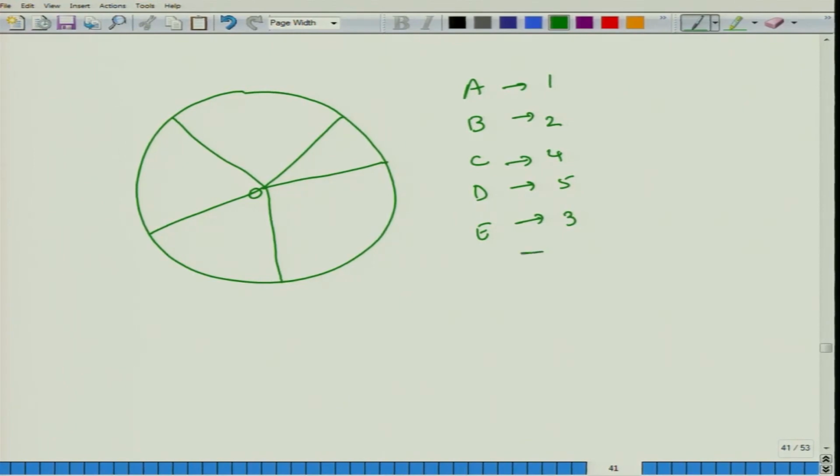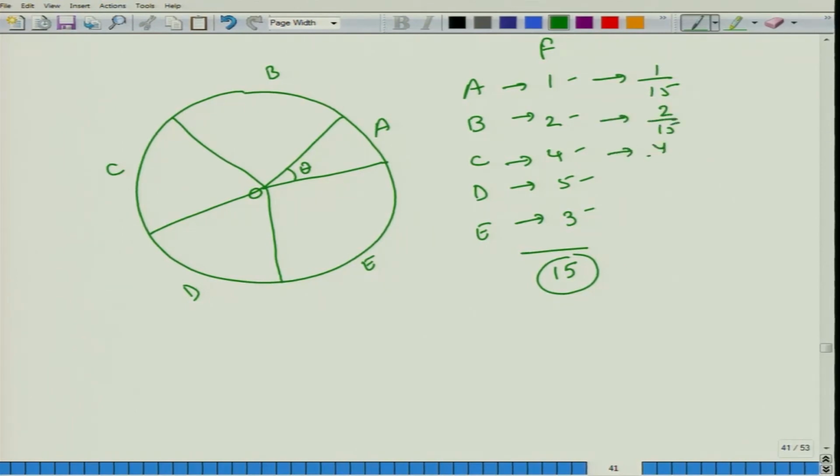So, what is the sum of all these values? These are the frequencies in which these data appear. What is the sum of it? 5, 3s are 15. To find out the angle subtended by each of these A, B, C, D and E on the pie chart, we divide the frequency by this total 15. So, you have 1 by 15, 2 by 15, 4 by 15, 5 by 15 and 3 by 15.